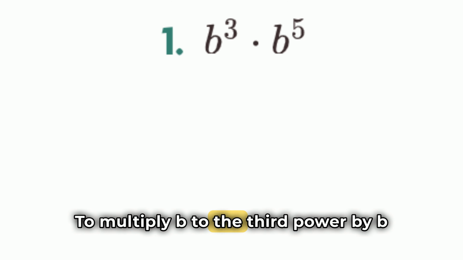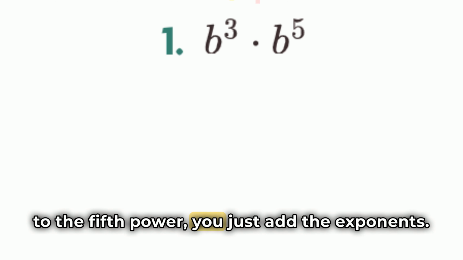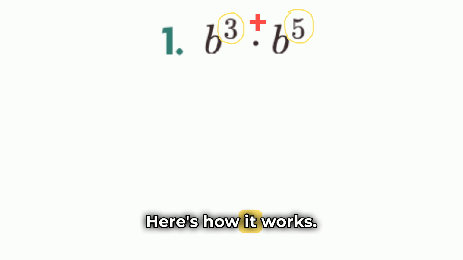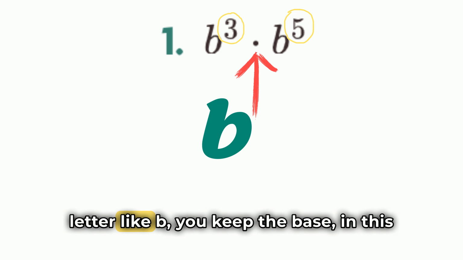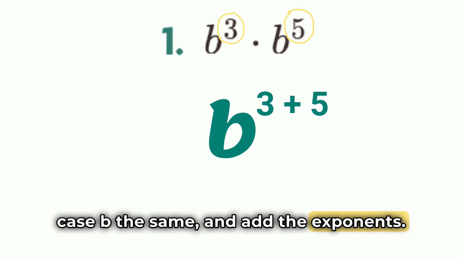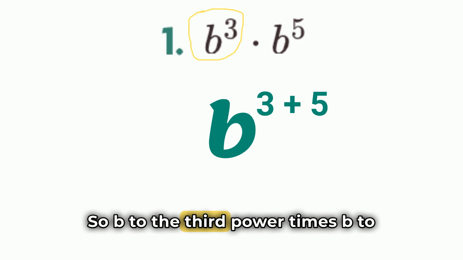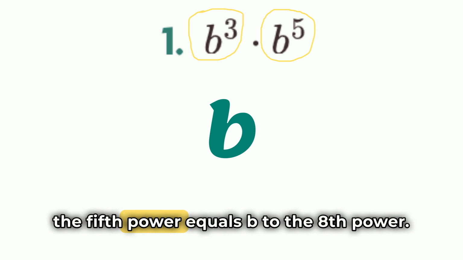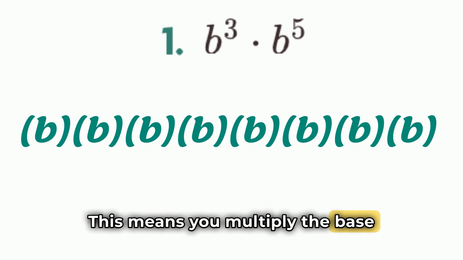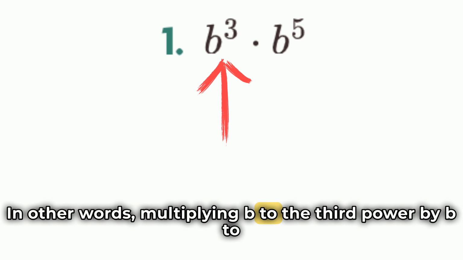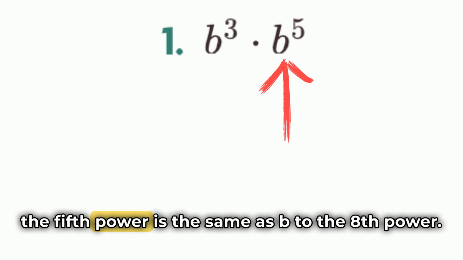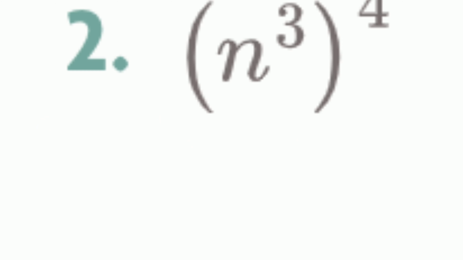To multiply b to the third power by b to the fifth power, you just add the exponents. Here's how it works. When you multiply powers of the same number or letter, like b, you keep the base, in this case b, the same, and add the exponents. So b to the third power times b to the fifth power equals b to the eighth power. This means you multiply the base, b, by itself 8 times. In other words, multiplying b to the third power by b to the fifth power is the same as b to the eighth power.